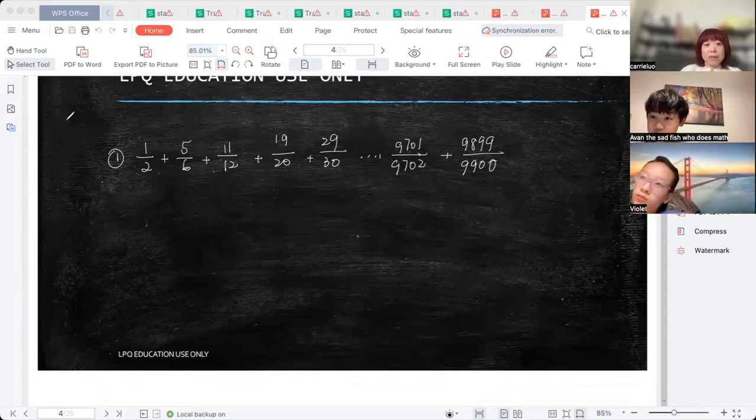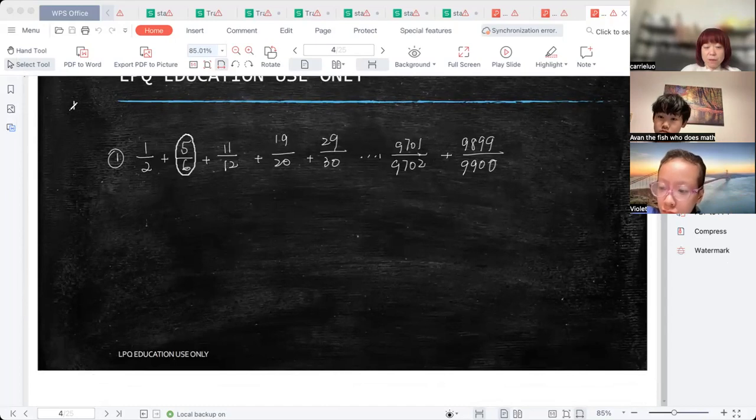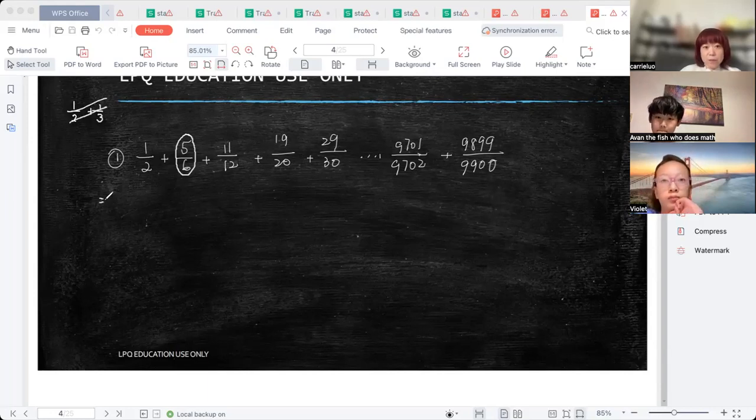But it uses the earliest thing we started with, okay? Children, you see 5 over 6. Did you notice something? It's something like 1 over, correct? And 11 over 12 equals what? This is actually equal to 1 minus 1 over 2. It's actually equal to 1 minus 1 over 6. Actually equal to 1 minus 1 over 12.